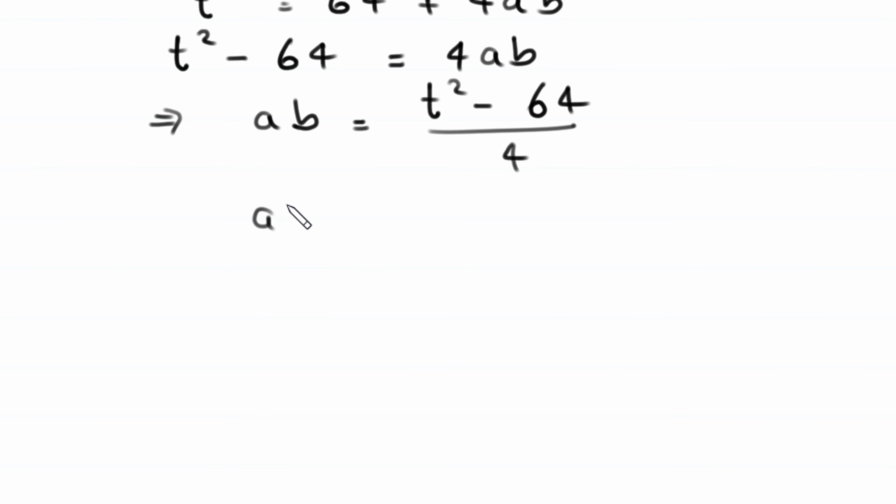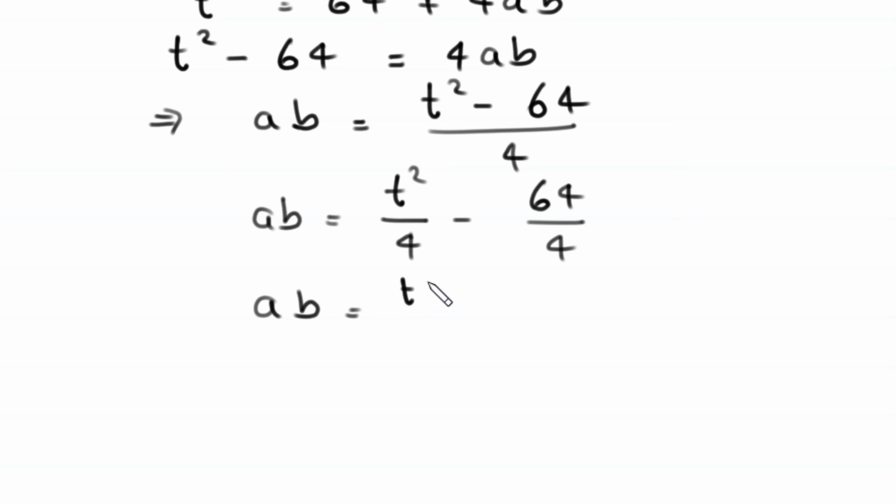Next, a times b is equal to, this expression can be written as t squared over 4 minus 64 over 4, and this will become a times b is equal to t squared over 4 minus 64 divided by 4 will become 16. Now we recall equation number 1.